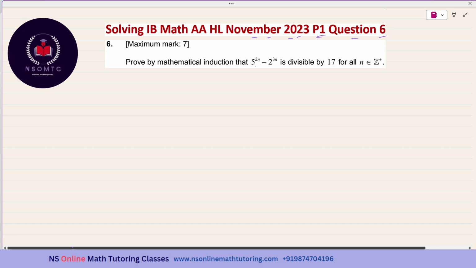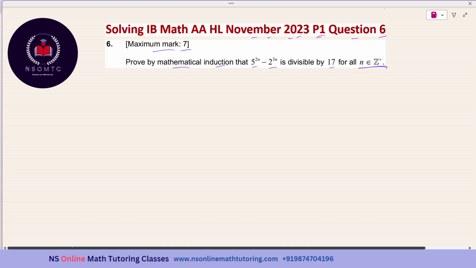So without any further delay, let us start answering question number 6. The maximum mark is 7. It says, prove by mathematical induction that 5 raised to the power of 2n minus 2 raised to the power of 3n is divisible by 17 for all n belonging to the set of positive integers.